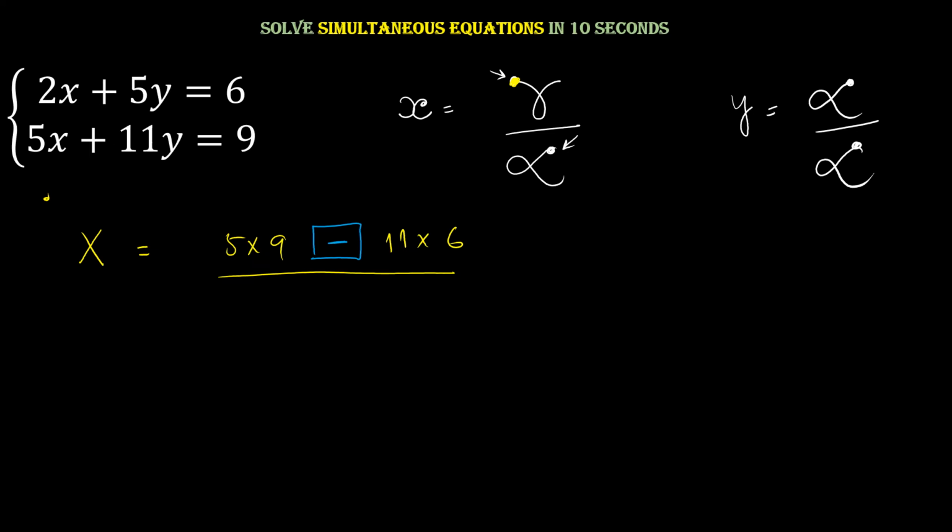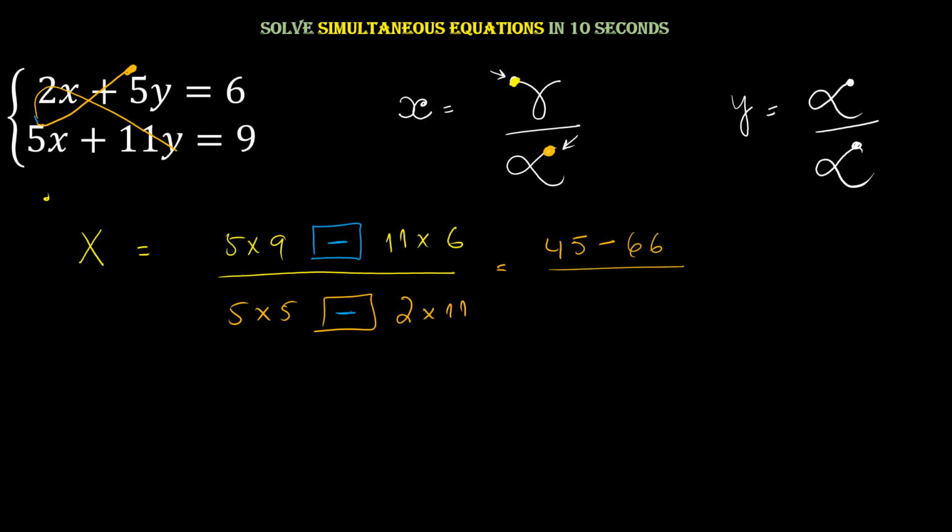You have to make the alpha, and the starting point is here. Start from here, only the left hand side, ignore the constants. Start from the 5y. So 5 times 5. Always put a negative sign and then move to complete the pattern, that is 2 times 11. Now 5 times 9 is 45 minus 11 times 6 is 66, over 5 times 5 is 25 minus 2 times 11 gives you 22.